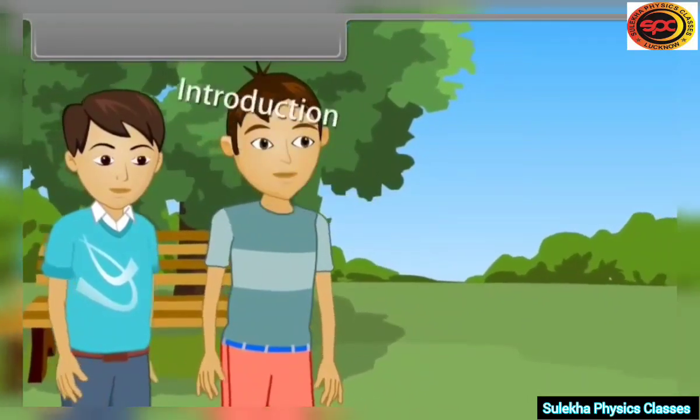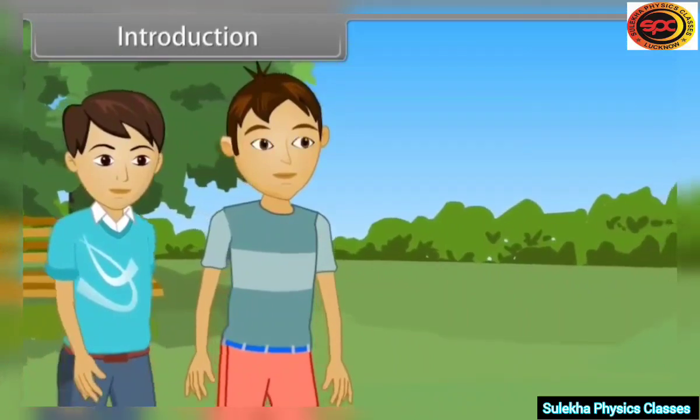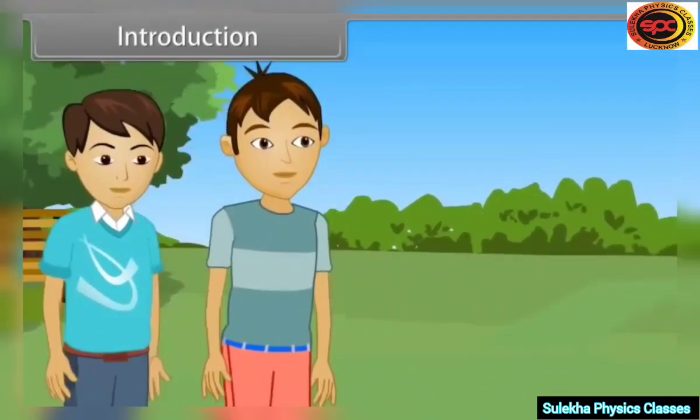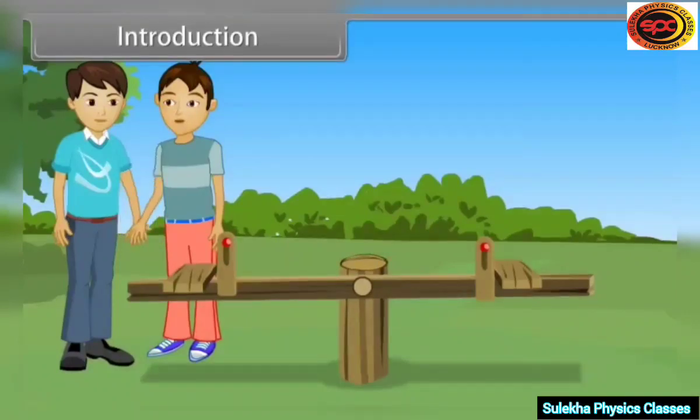Introduction. Today, Roy and his brother Ajit are walking in a park. There are so many games and rides in the park to enjoy. Ajit urges Roy to take a ride on the seesaw. Roy replies positively and walks towards the seesaw.